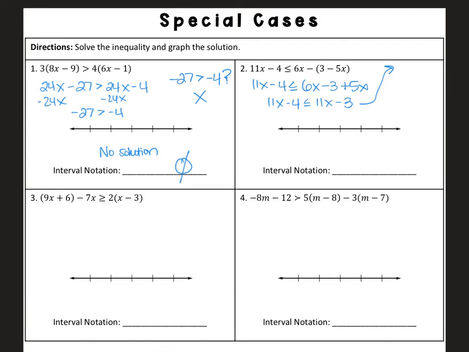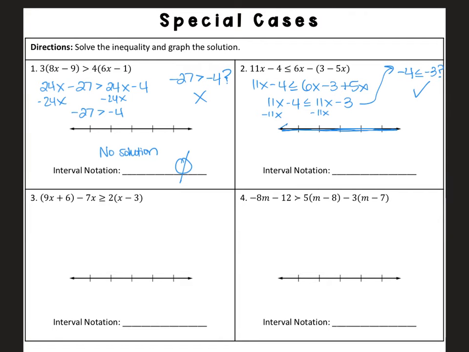So again, we have that 11x on both sides. So when we subtract it from both sides, we get negative 4 is less than or equal to negative 3. Well, is that a true statement? Yes, negative 4 is less than or equal to negative 3. So that's true. So it doesn't matter what x is. This is always going to be true. And so the solution set is actually all real numbers.